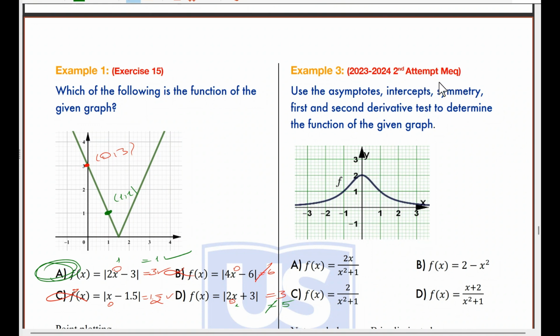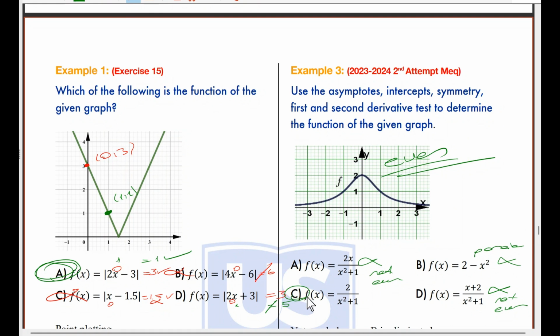2024 second attempt ministry question. Let's identify the function from the graph. When I look at the graph, I see an even graph. The right side of the y-axis is identical to the left side of the y-axis, so I have an even graph. Option A is not even. Option D is not even. Option B is a parabola. Our graph is not a parabola.